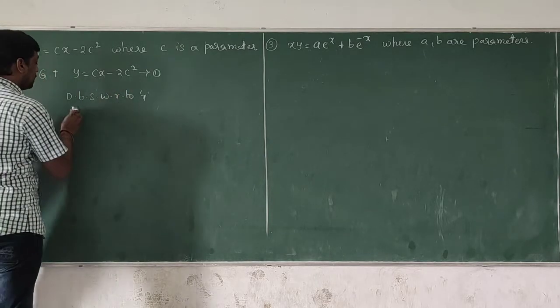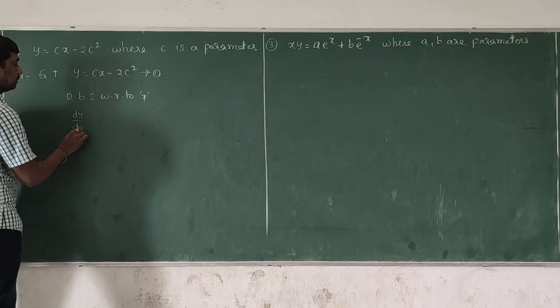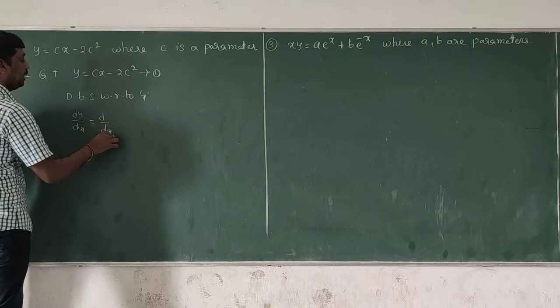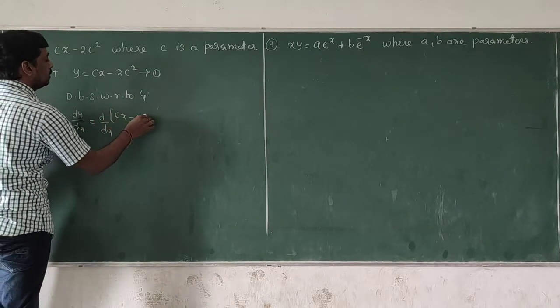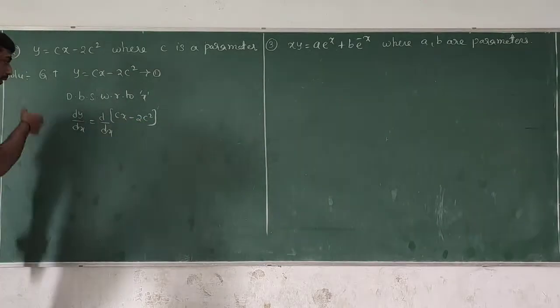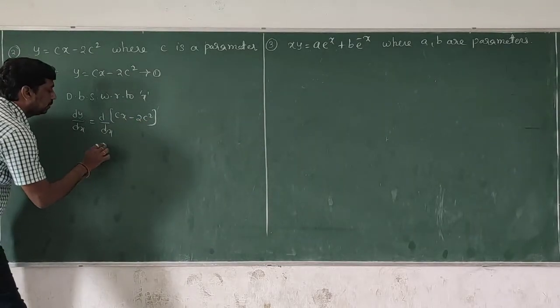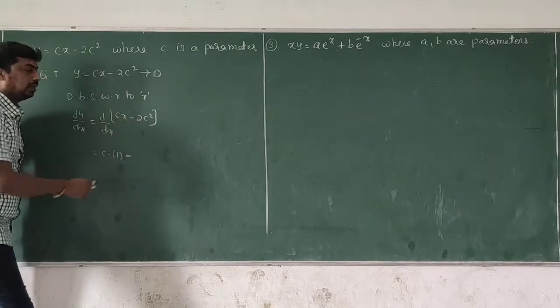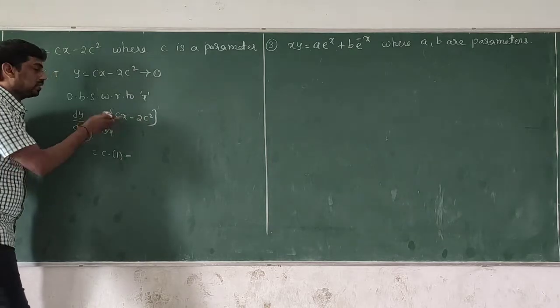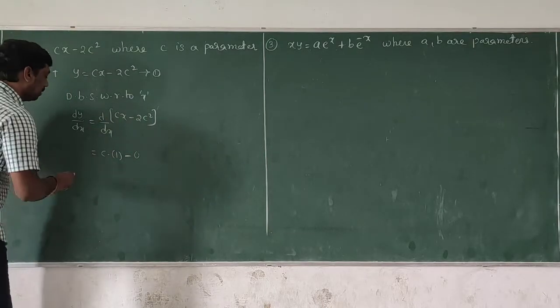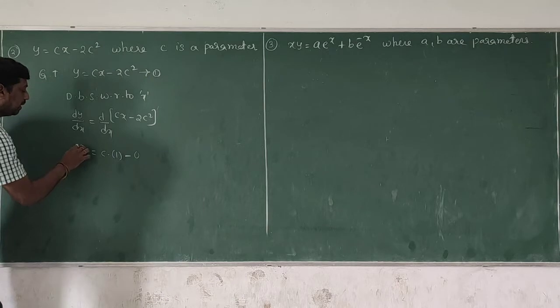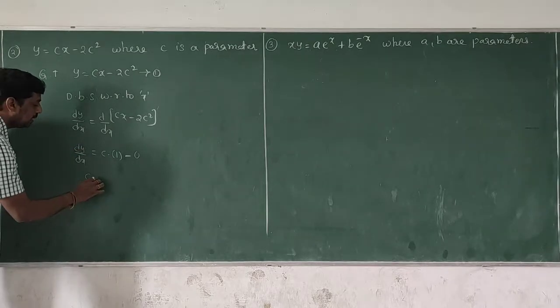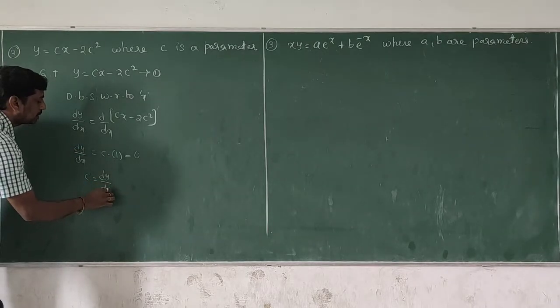Derivative of y with respect to x means dy by dx equal to dy by dx of cx minus 2c square. Now c into derivative of x is 1, minus derivative of 2c square. Totally 2c square is constant, and the derivative of a constant is 0. So from this, dy by dx equals c into 1, c only. So dy by dx equal to c. This can be written as c equal to dy by dx.